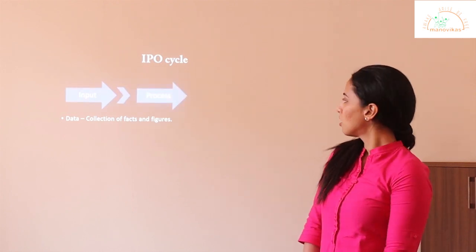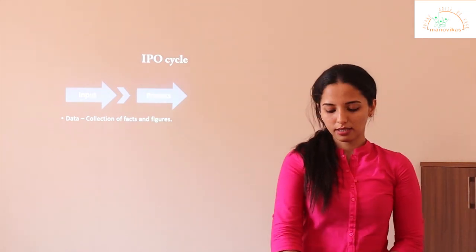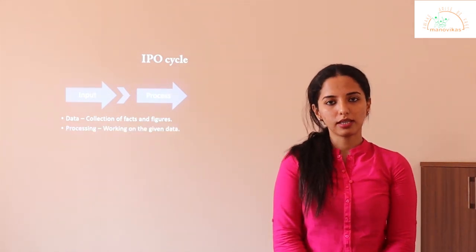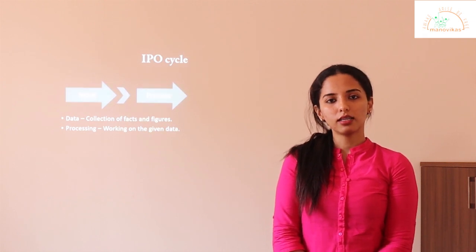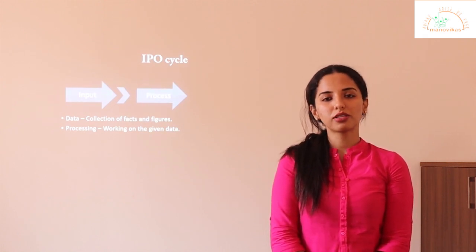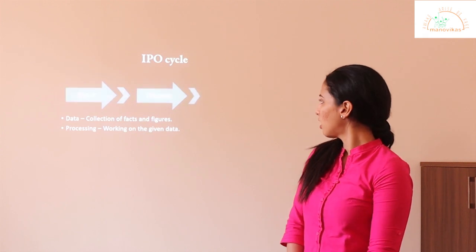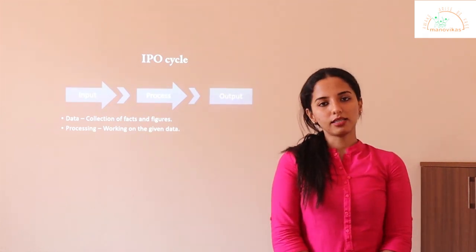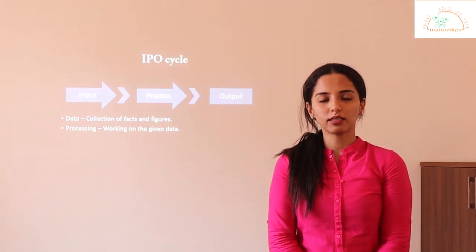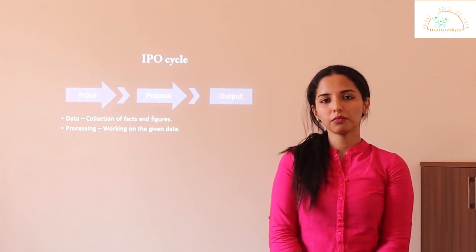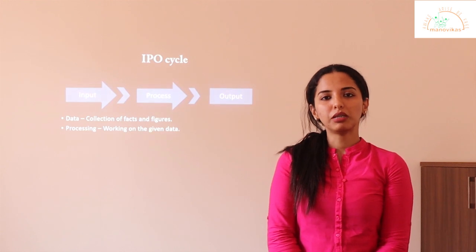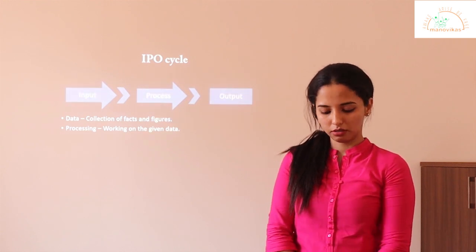This data goes under a process. What is a process? The data that is given to the computer, the CPU works on the data. This is called as processing. After the processing, the result what we get is called as an output. This result is a meaningful information.